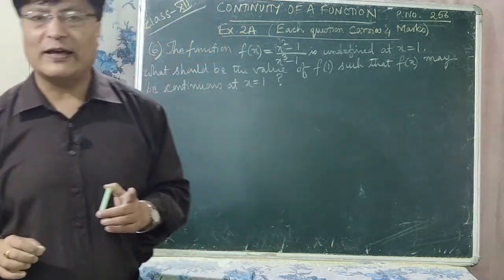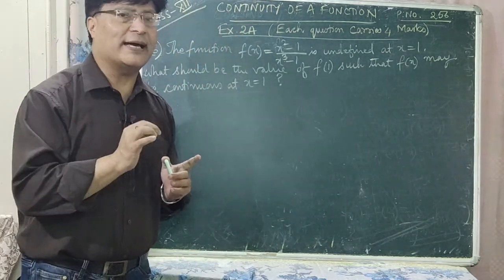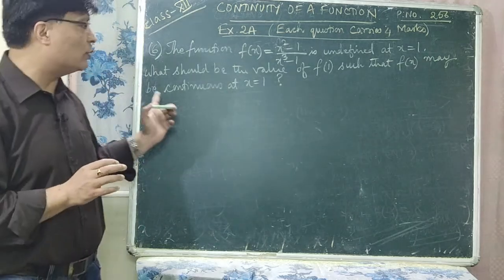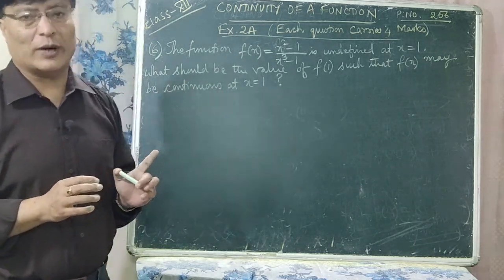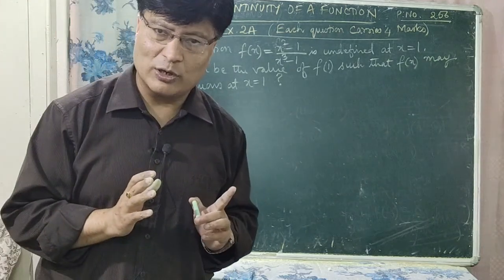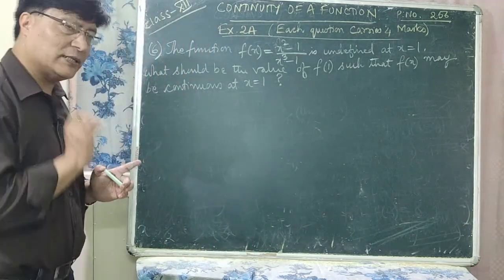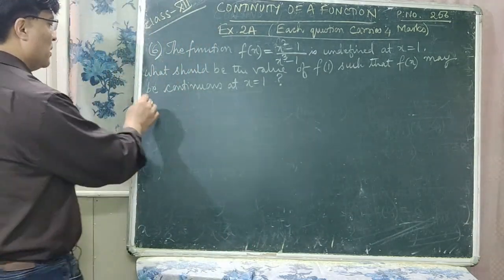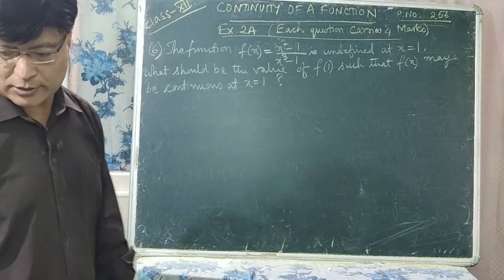You have to get the value for f of 1 such that f of x may be continuous at x is equal to 1. So is the question clear to all of you? So I think you have understood it. Now let us do the solution.